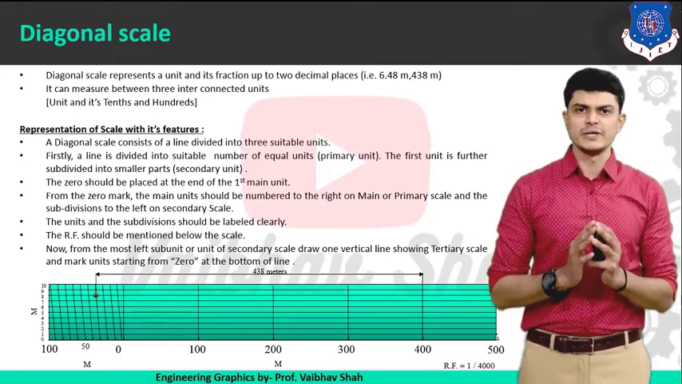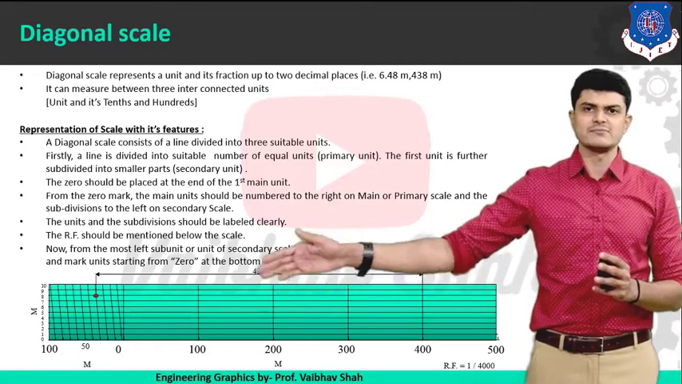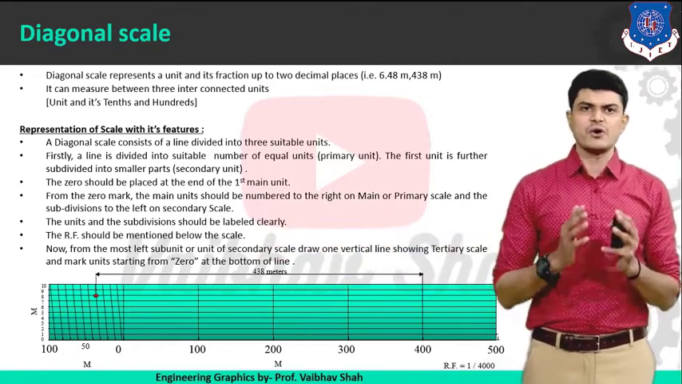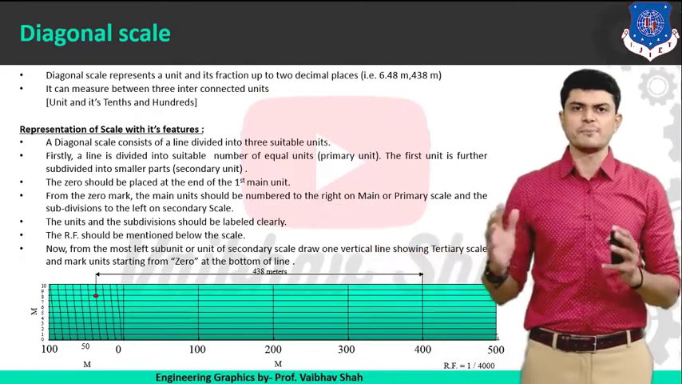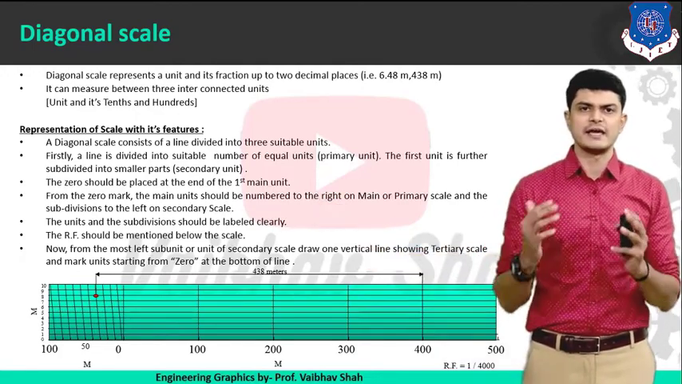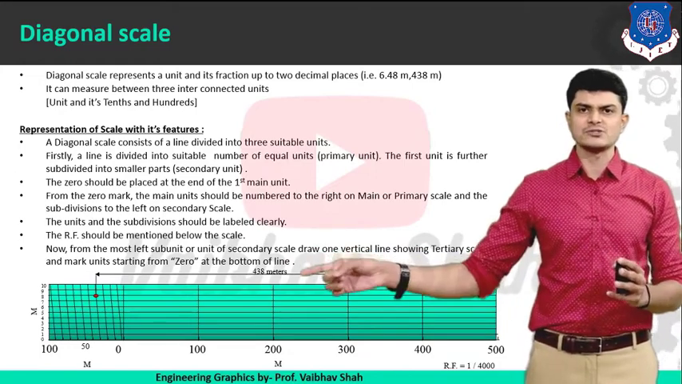What we have to do is draw from each and every point one vertical line like this, and after that on your tertiary scale you should draw horizontal lines from each of the points. So we will have this scale ready. After that, as you can see, there are some inclined lines on this scale.